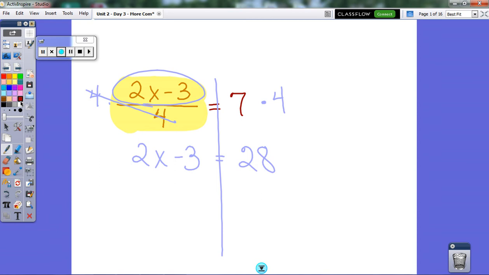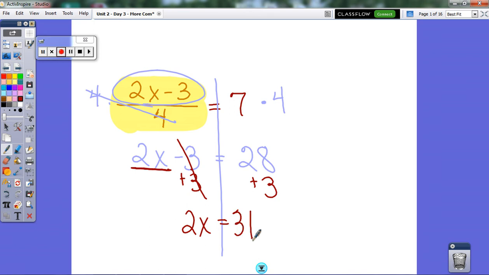So if my eyes are looking at the side with the variable, realize the 2x, this right here is my couple. I have to get rid of the minus 3. I have to drop the tag along. So I'm going to add 3 to both sides. When I do that, negative 3 plus 3 becomes 0, which leaves just your 2x, and 28 plus 3 is 31.